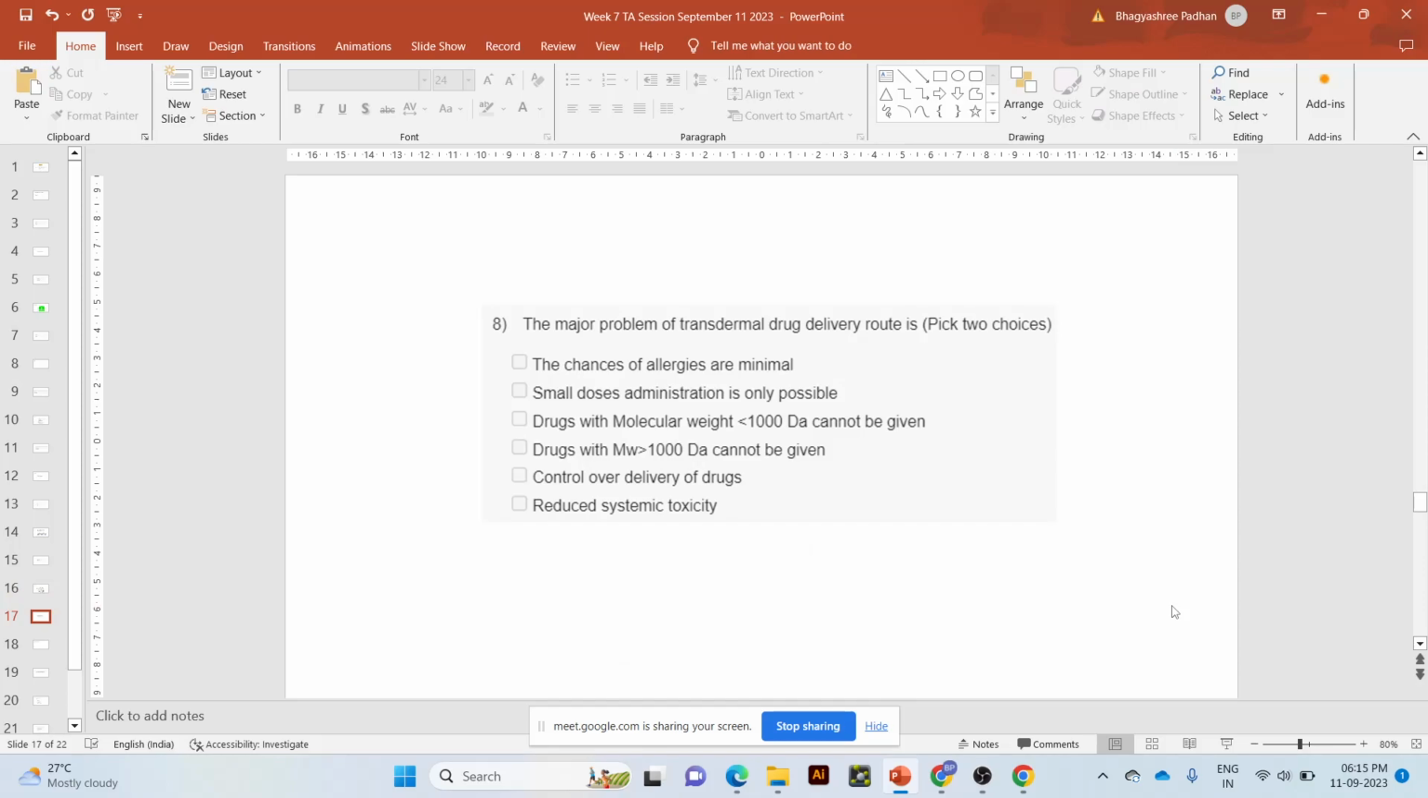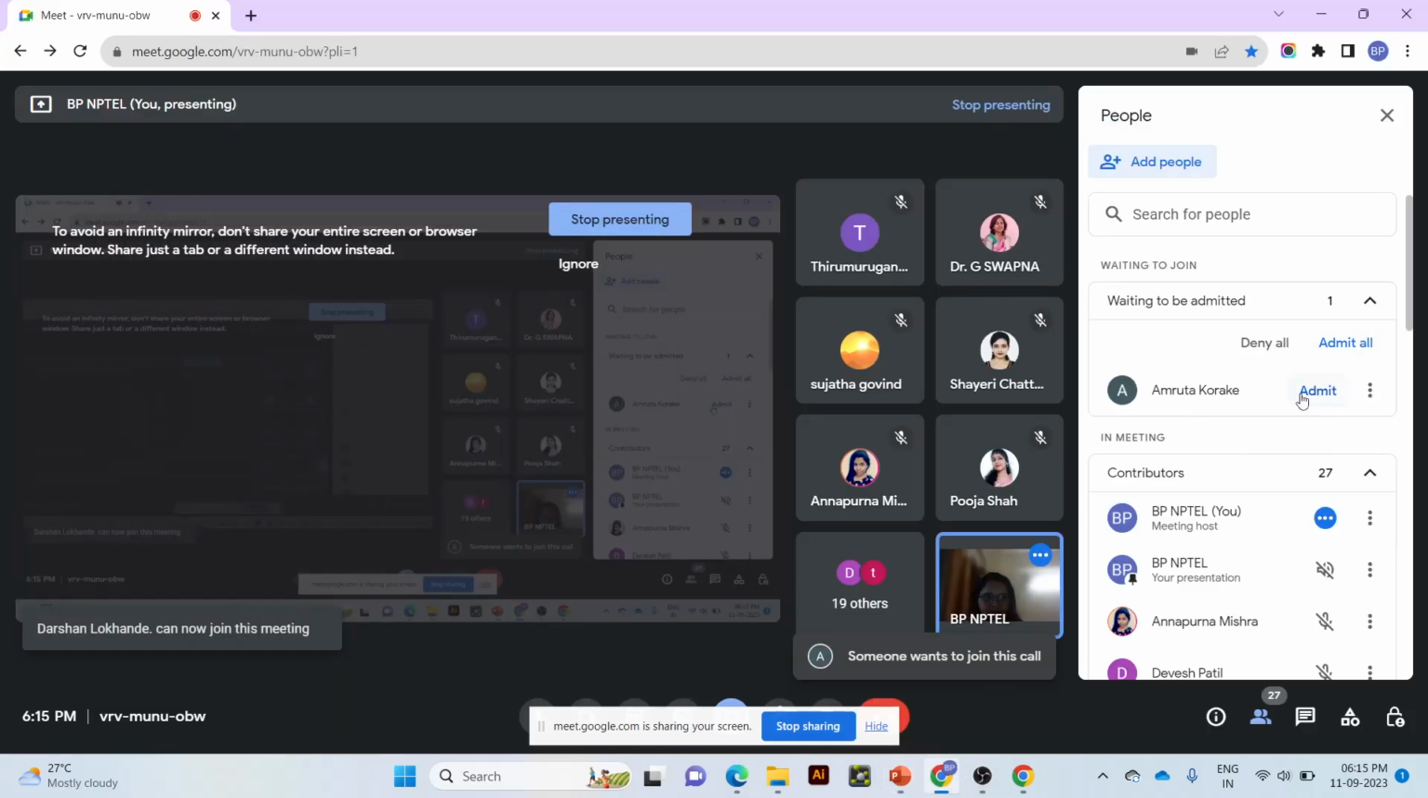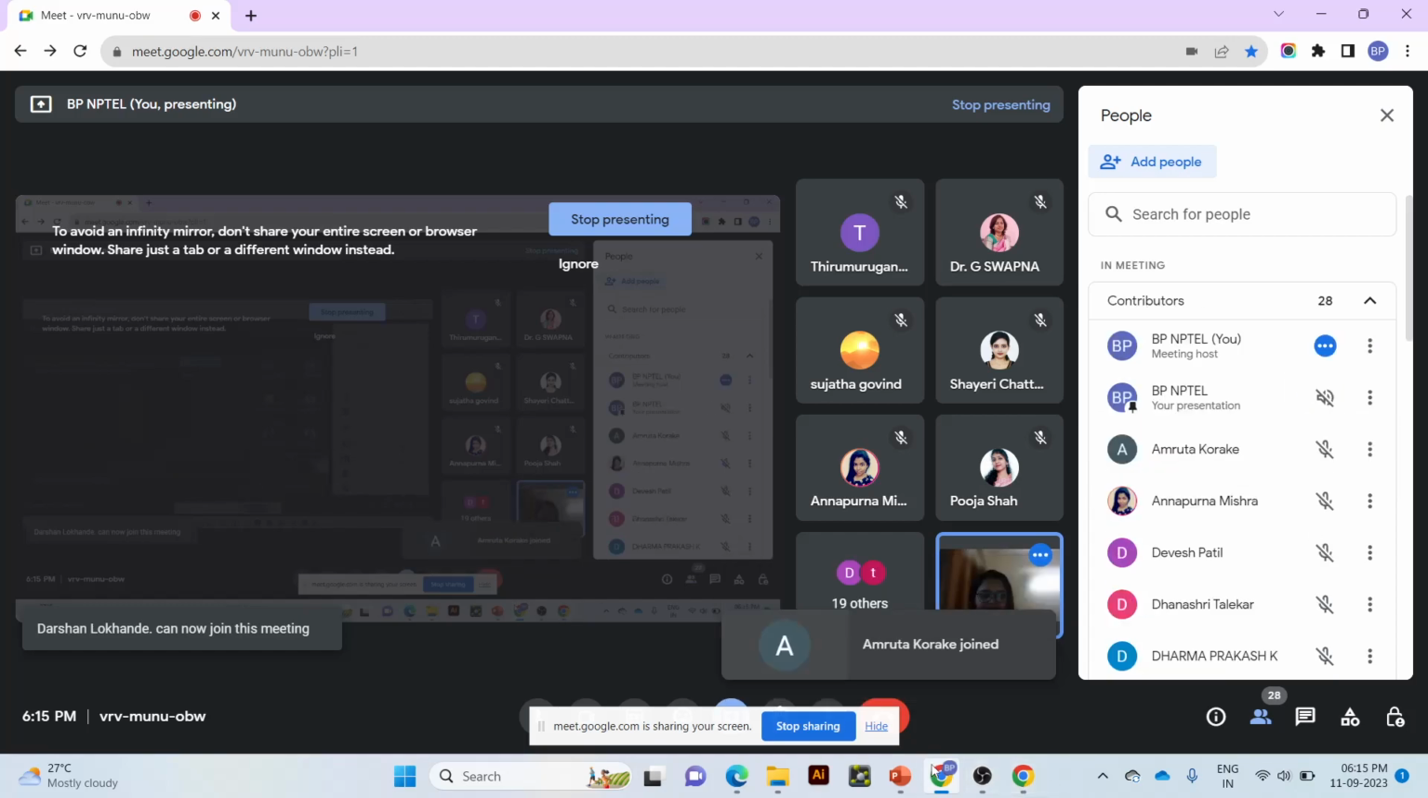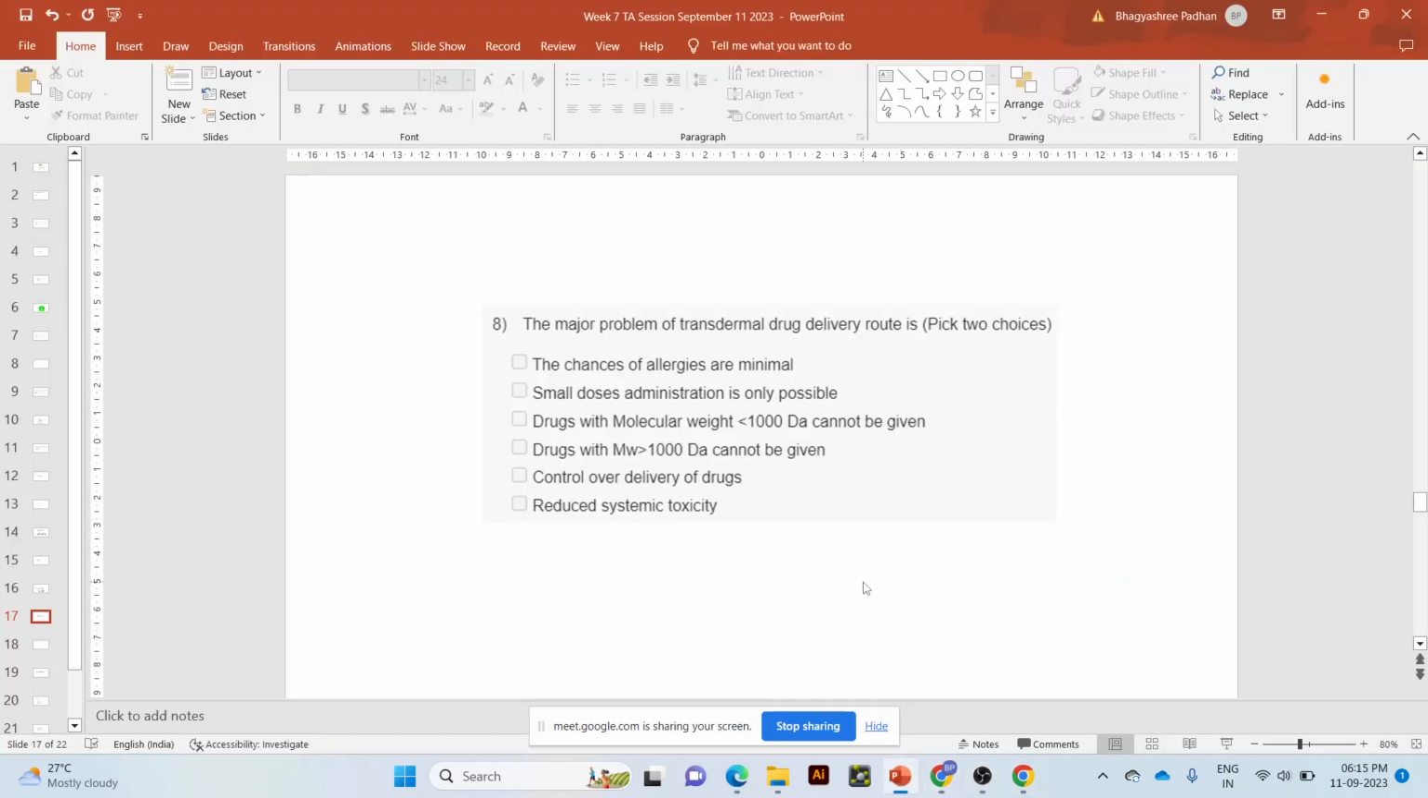Okay, next question. The major problem of transdermal drug delivery route is, you have to select two choices. The chances of allergies are minimal. Small doses administration is only possible. Drugs with molecular weight less than 10,000 Dalton cannot be given. Drugs with molecular weight greater than 1000 Dalton cannot be given. Control over delivery of drugs. Reduce systemic toxicity. Which two are the major problems?